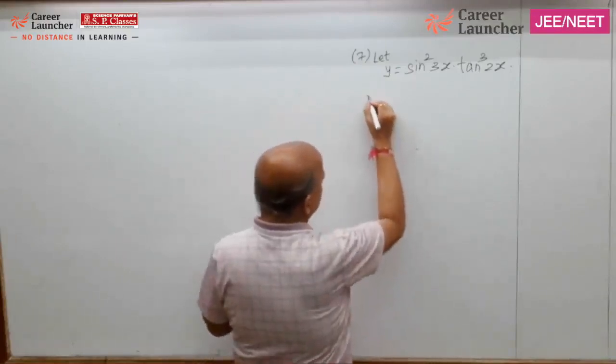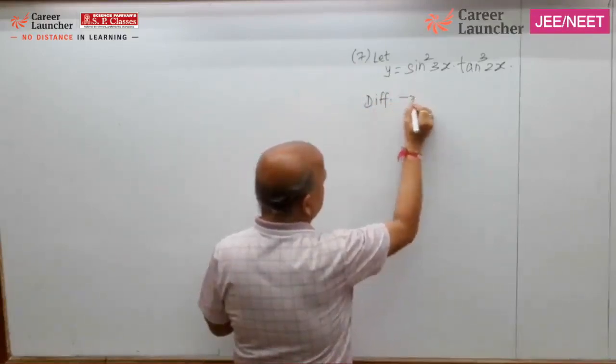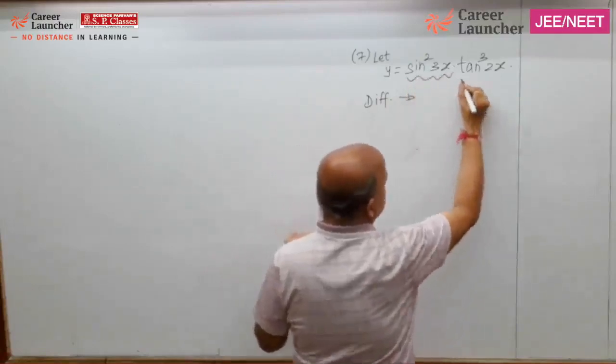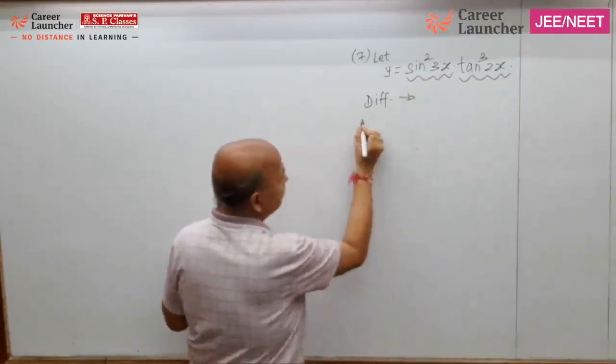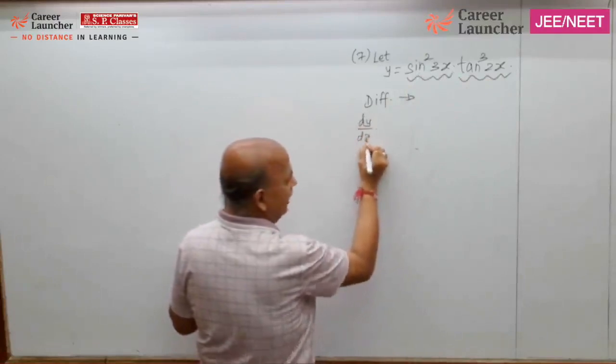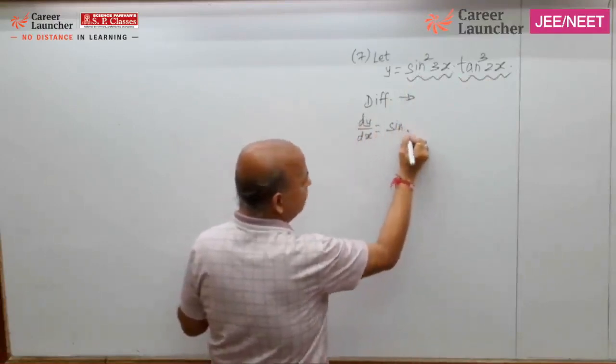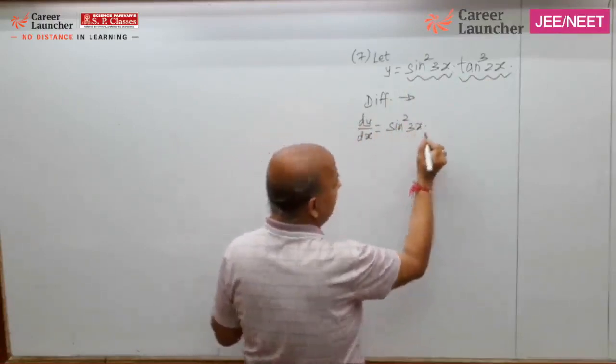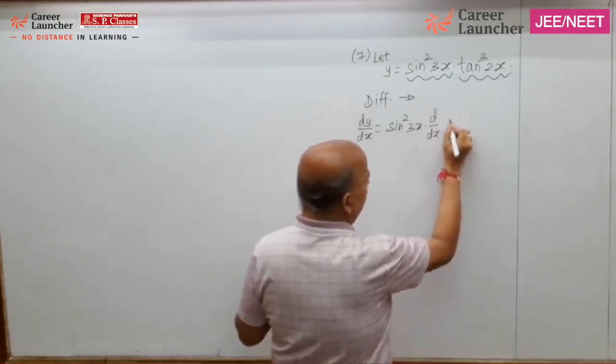Let us explain. Differentiating: this is the first function, this is the second function, correct? dy by dx will be what? First function into derivative of second function.